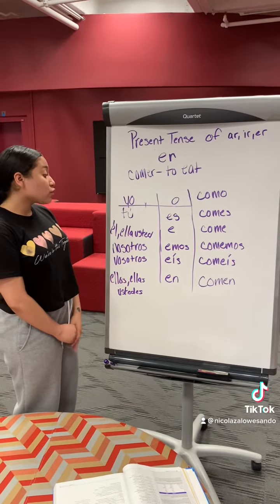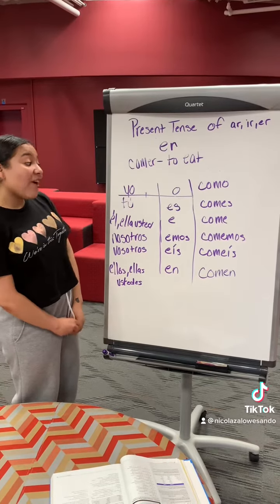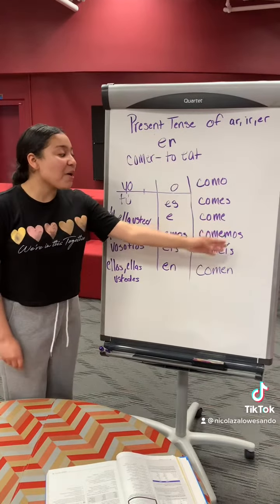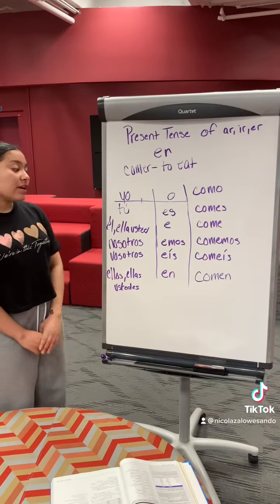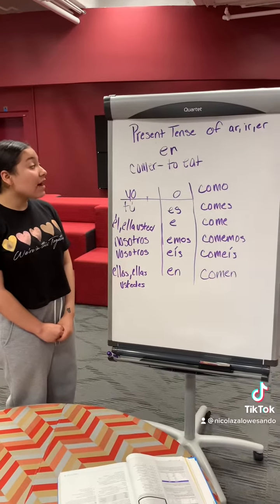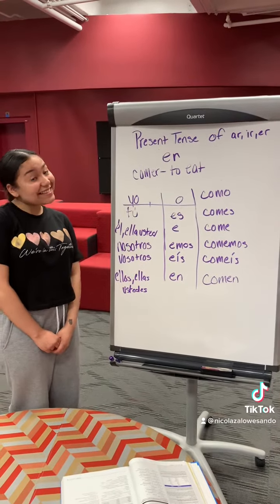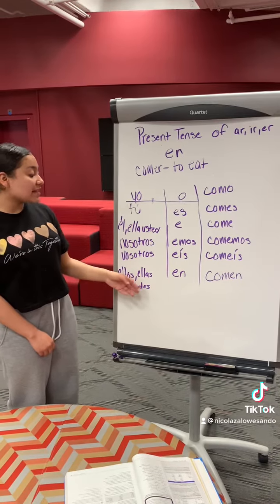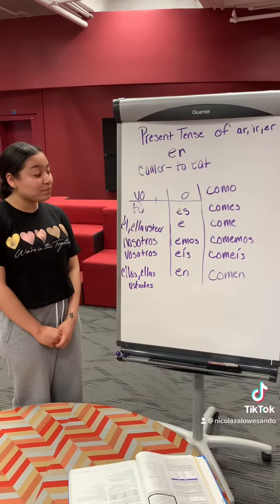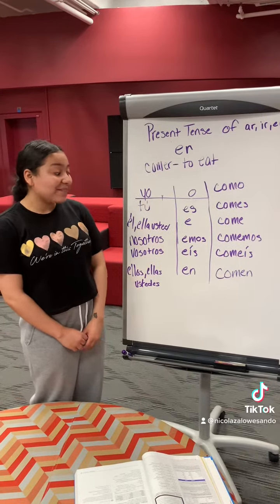Then you have nosotros, imos. Then you take off the ER, you add the EMOS, which is comemos. Then you have vosotros, áis. You take off the ER, you add the ÉIS with the accents, which is coméis. Then you have ellos, ellas, and ustedes, which is EN. You take off the ER and you add the EN, which is comen.